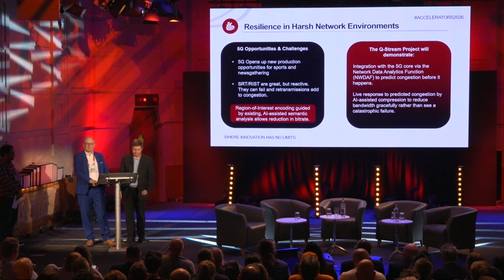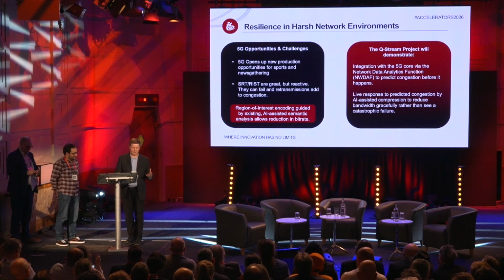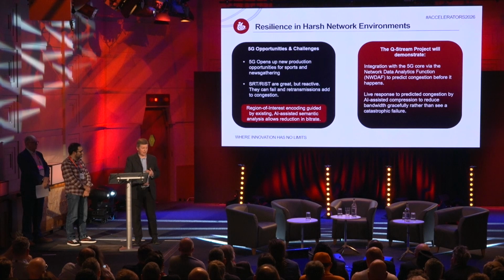So how can we get greater assurance? The problem is that although things like SRT and RIST are genuinely awesome and they work really well, there are also times when the network conditions are just so bad that extra retransmissions are not going to cut it. So we are going to understand the congested pipe and try to avoid this cliff edge that can happen. In our project, we're going to integrate directly with 5G cores. There are standards for us to get the analytics and use technologies that already exist to be able to know ahead of time what's going wrong and allow graceful management of that.